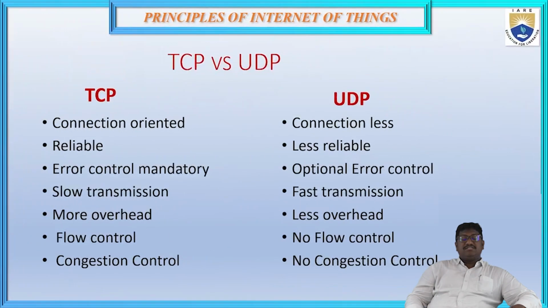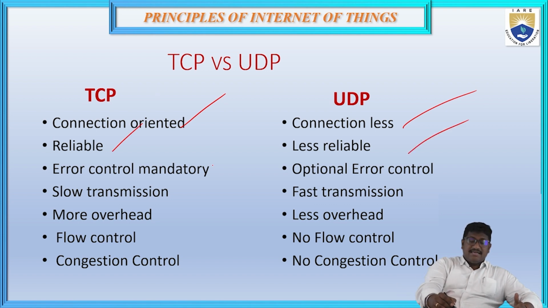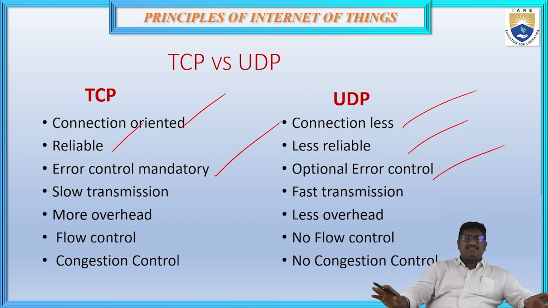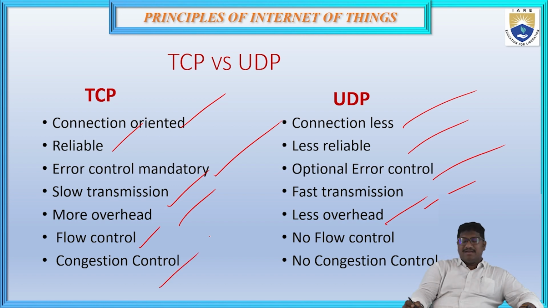These are the two protocols. Differentiating between TCP and UDP, you can simply say TCP is connection oriented, whereas UDP is connectionless. TCP is very reliable, whereas UDP is less reliable. Error control is mandatory in TCP, whereas in UDP error control is optional. TCP has slow transmission, whereas UDP has fast transmission. TCP has more overhead, UDP has less overhead. In TCP we maintain flow control and congestion control; in UDP there is no need to maintain flow control or congestion control.